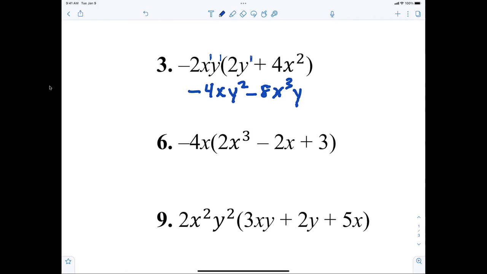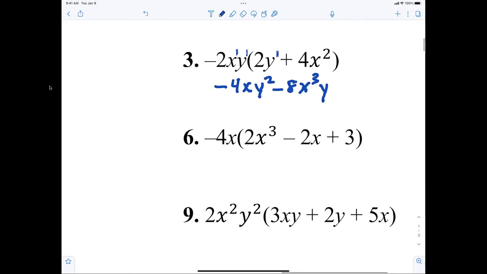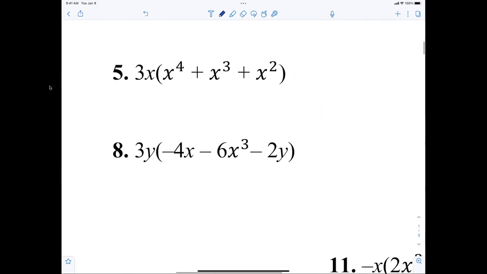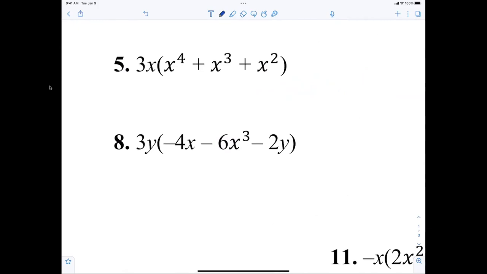Now I'm looking at number 5. Mackenzie, you go. Tell me what the answer is. X to the power of 5 plus 3x to the power of 4 plus 3x. Thank you for listening. 3x to the 5th plus 3x to the 4th plus 3x cubed.